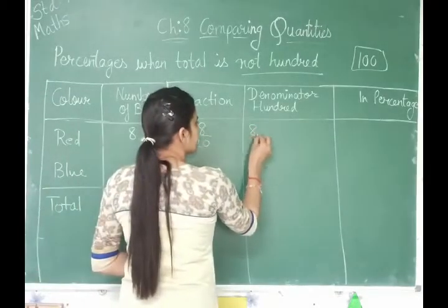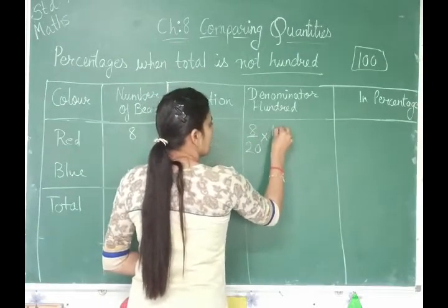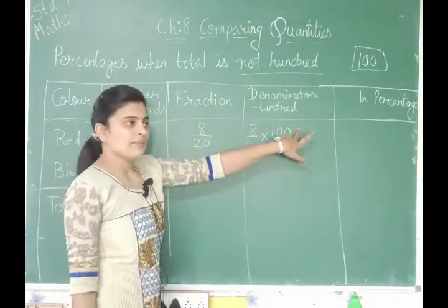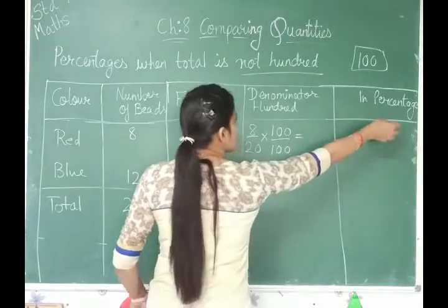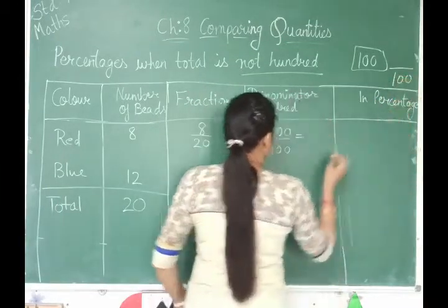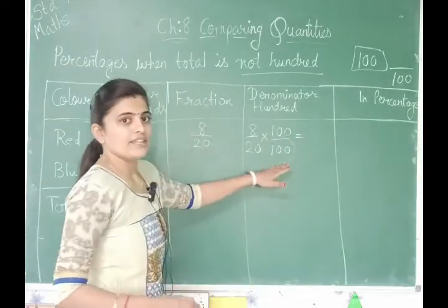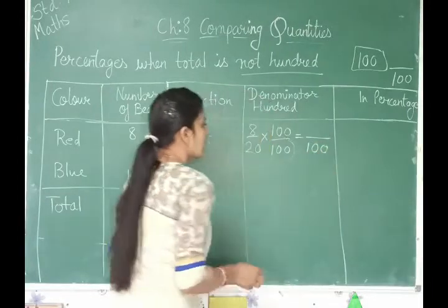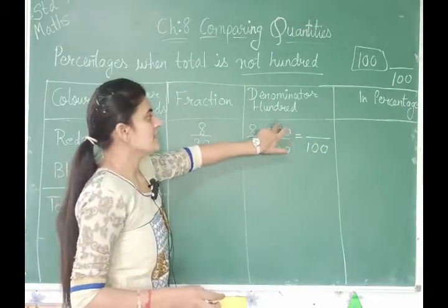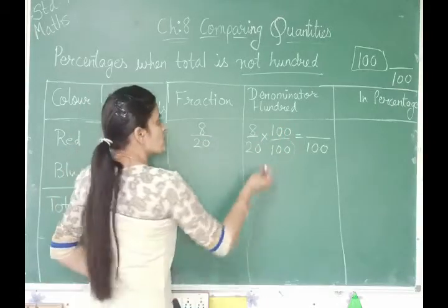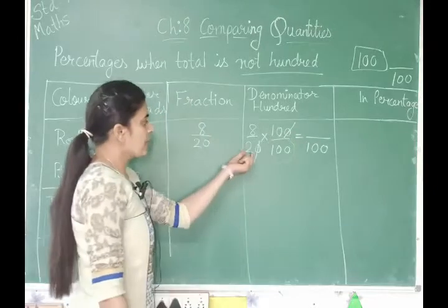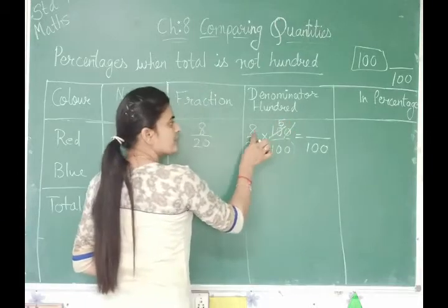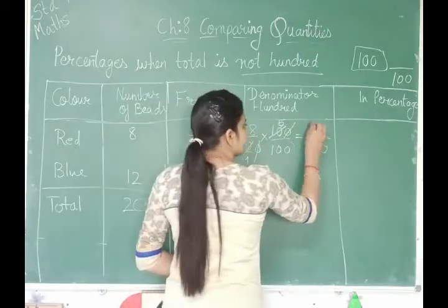So 8 by 20 multiplied by 100 by 100. That means we have divided by 100 and multiplied by 100. Now in the percentage we need denominator 100, so that part will not be used for simplifying. I will write it as it is, divided by 100. Now 8 by 20 multiplied by 100. These numbers you can simplify. Here 0 and 0 will cancel out. Now 2 5s are 10, so here 2 1s are 2, and 8 5s are 40.